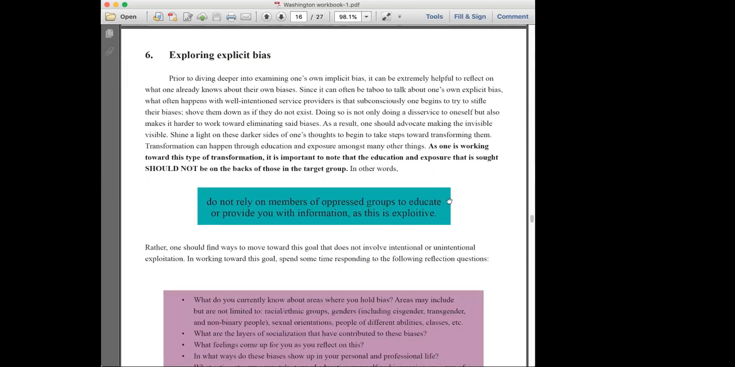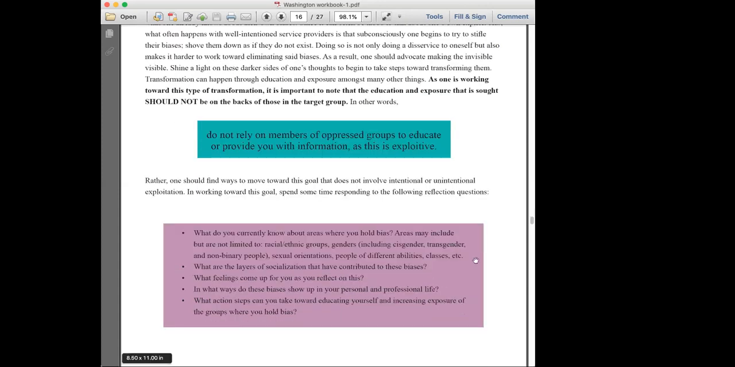From there, we start to talk even more explicitly about explicit bias. In the previous section, we talked about that from an intellectual space, and now we're shifting into more of a process reflective space. What are the explicit biases that you already know you hold about other people? In this purple section down here, there are some additional guiding questions to help you start to reflect on explicit bias that you might have.